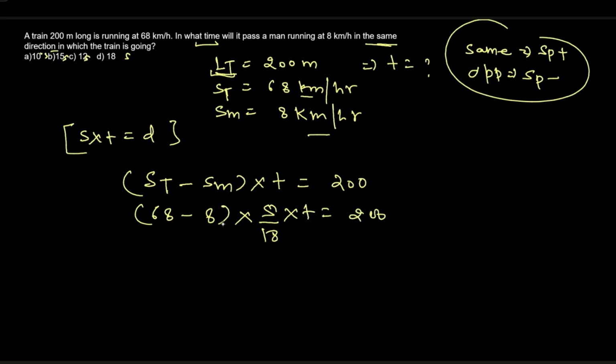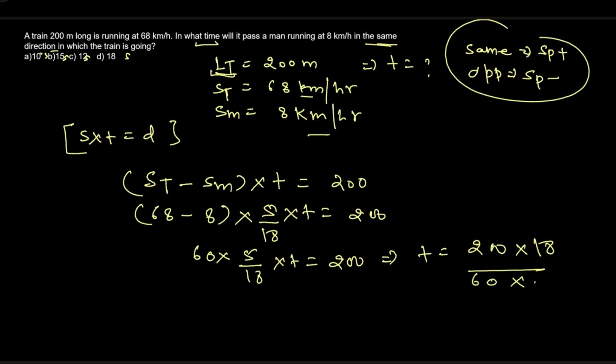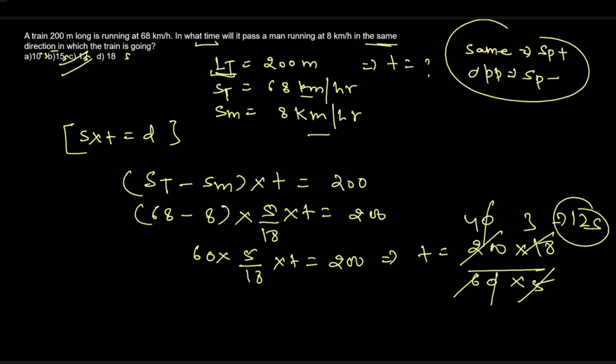So 68 minus 8 is 60 into 5 by 18 into t equals 200. Now all you have to do is calculate the value of t, which is 200 into 18 divided by 60 into 5, right? So it is 5, 40 times, cancel the 0, 6 3s are 18 and 4 3s are 12. So the answer is 12 seconds, which is option C. So it was a very simple question. Let's move on to the next.